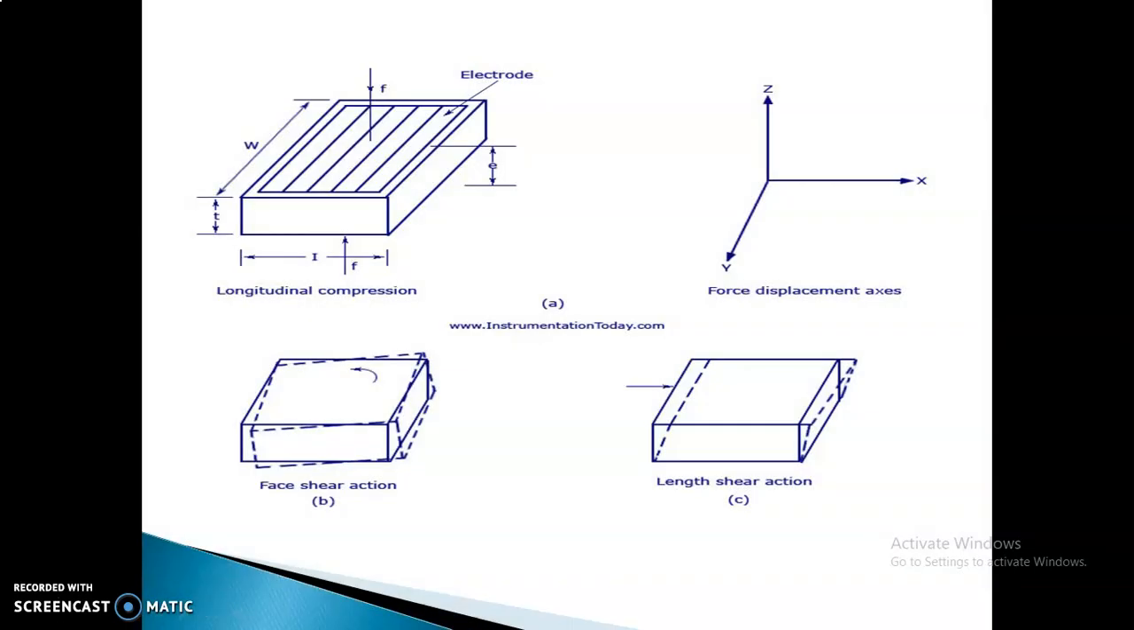When you come to the piezoelectric accelerometer, there are different modes of operation. If the deformation is in thickness, it is thickness shear. If it is focused on the front face, then it is face shear. Generally the crystal will give three deformations, that is roll, pitch and yaw, along the x-axis, y-axis and z-axis. This is how the force displacement axes occur in your piezoelectric crystal, and this is called length as well as shear action. These are the different modes of operation in a piezoelectric transducer.